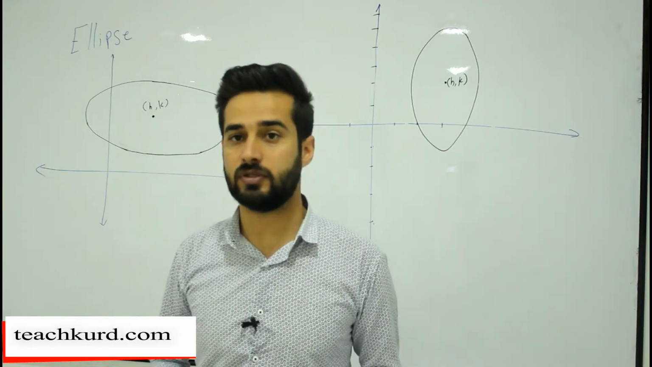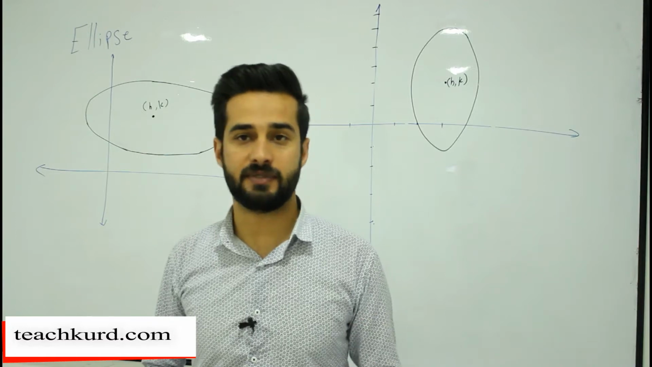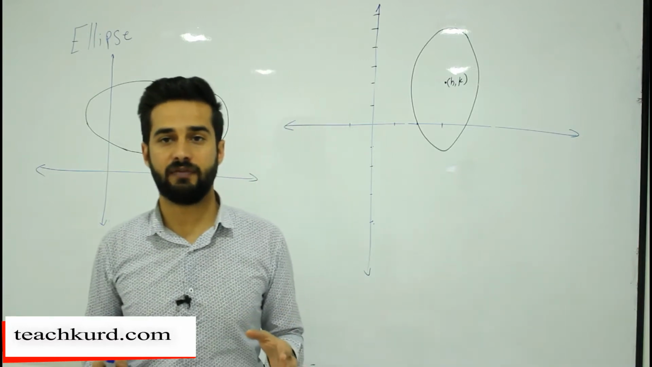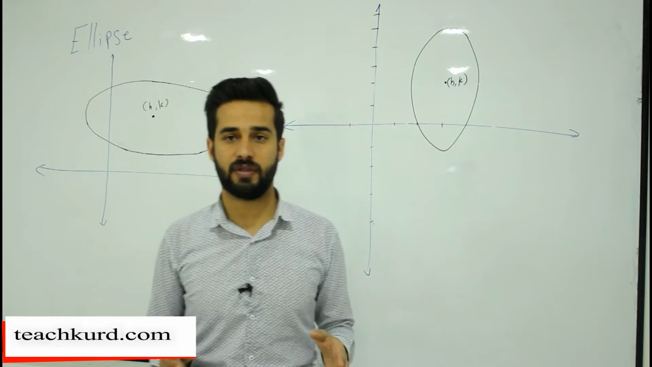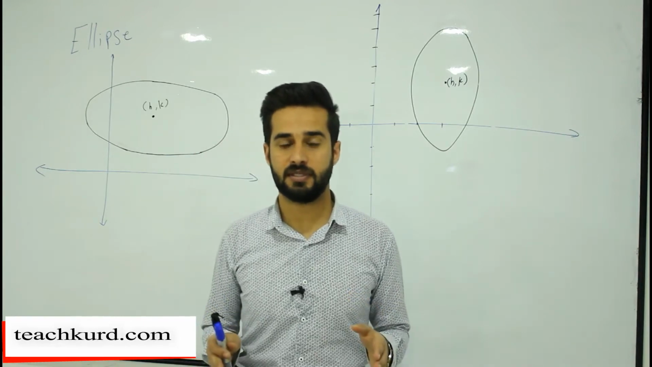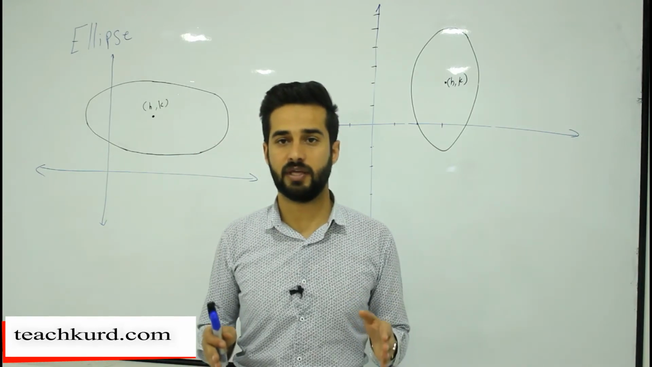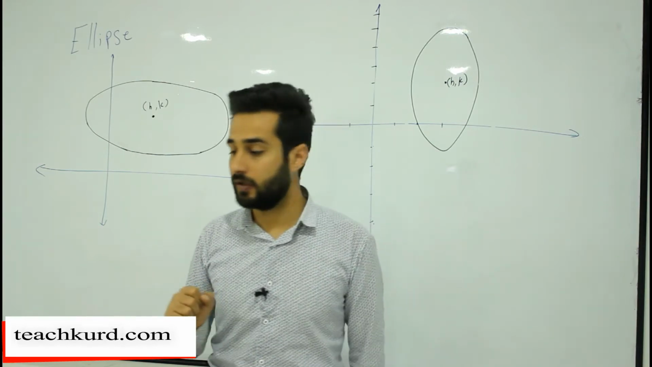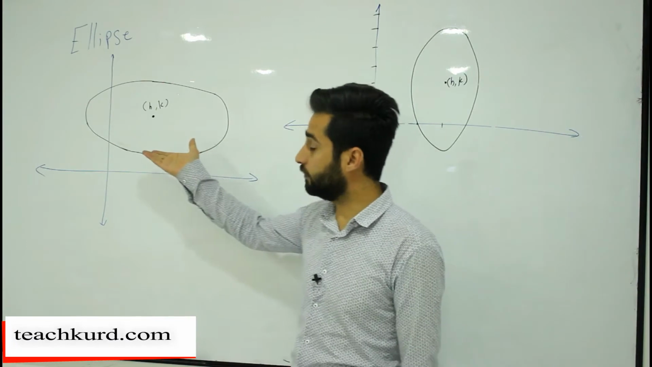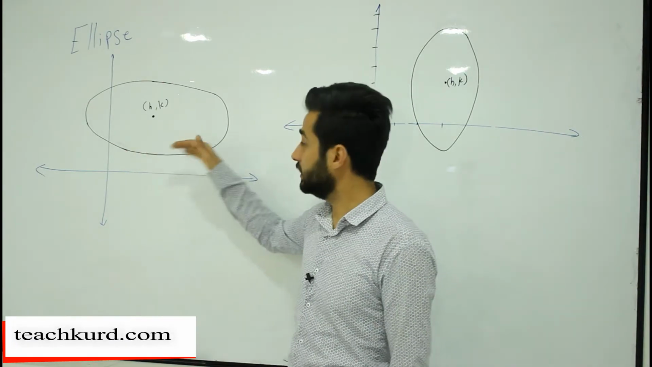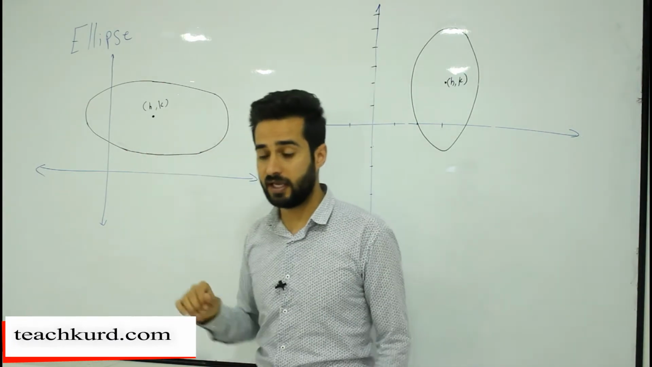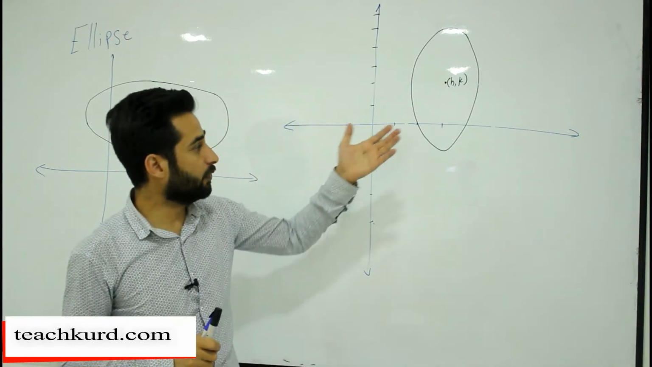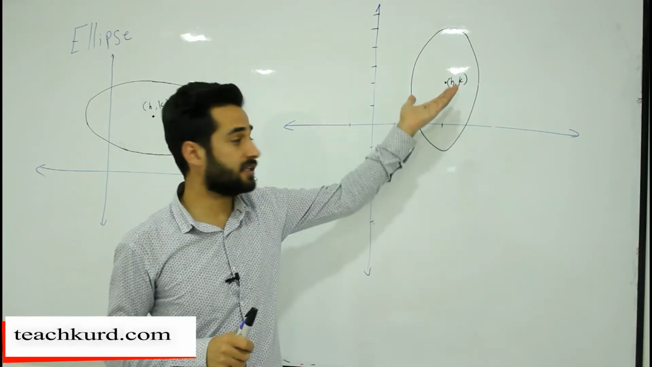Today I'm going to talk about ellipse. What do we have in ellipse? What are the names of the elements of the ellipse and what is the role of the ellipse? We have two types of the ellipse, guys. First one is if we have the ellipse horizontally, and the second one is if we have the ellipse like this, vertically.